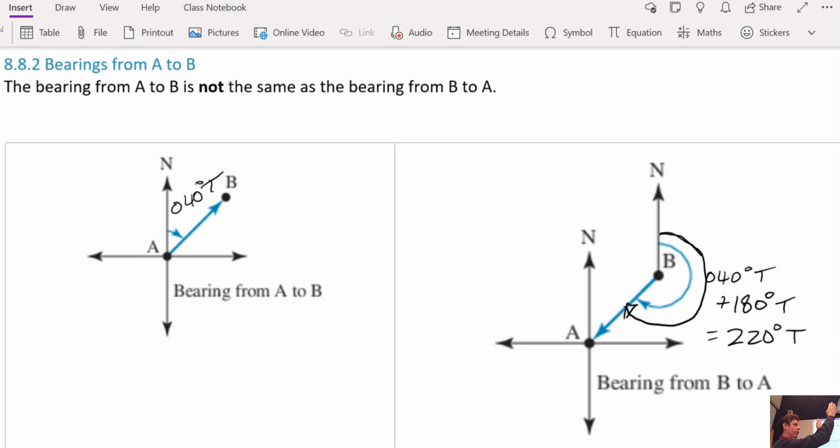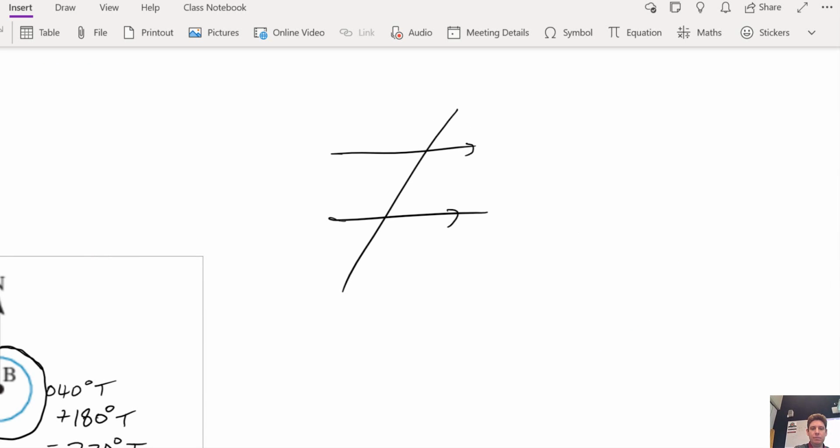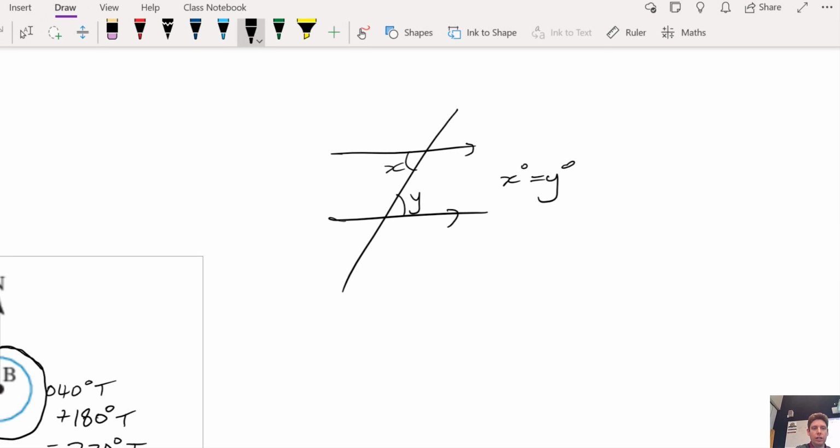The right diagram, the two norths are parallel lines. So do you remember like your Z rules and your U rules? You got two parallel lines, and you got a line cutting them. I don't know if you can see the Z. That X equals Y. And I'll draw like a little Z over the top. Can you see that?